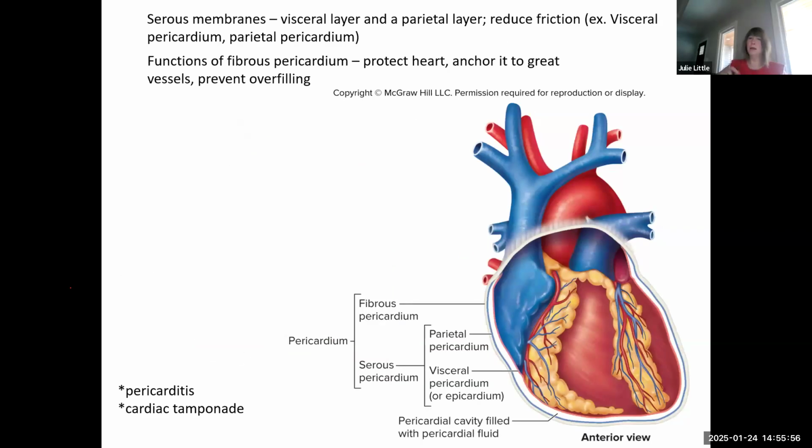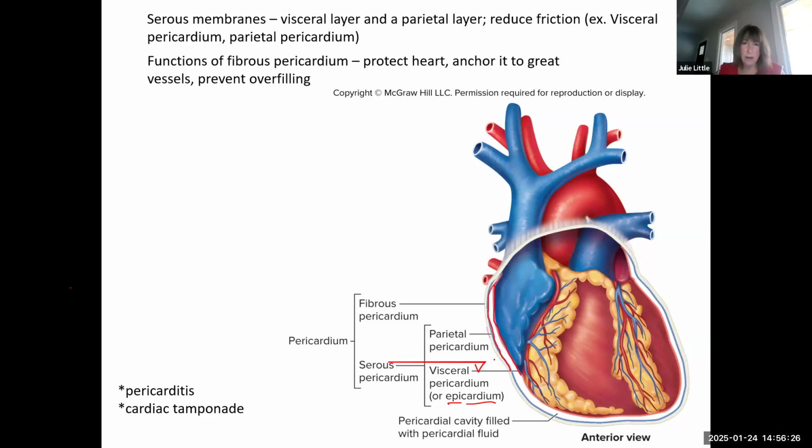Okay, here we go. Serous membranes. We just did the serous membranes up there. We mentioned that they are to reduce friction. And in this case, we can clearly see these serous membranes on the outside of the heart, snugly fitting on the outside of the heart. We have what's called the visceral pericardium. You can also call that the epicardium because it's upon the heart. And then we have the parietal pericardium that's lining this body cavity.